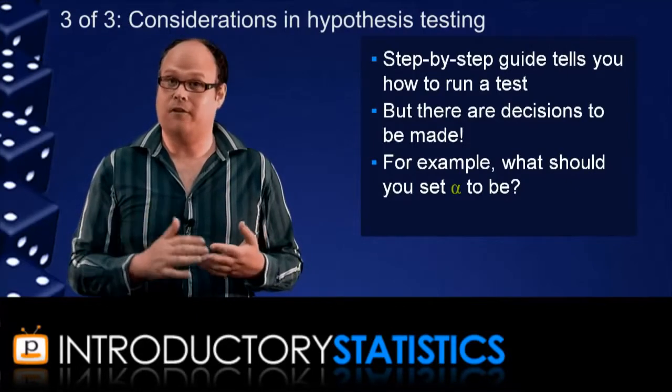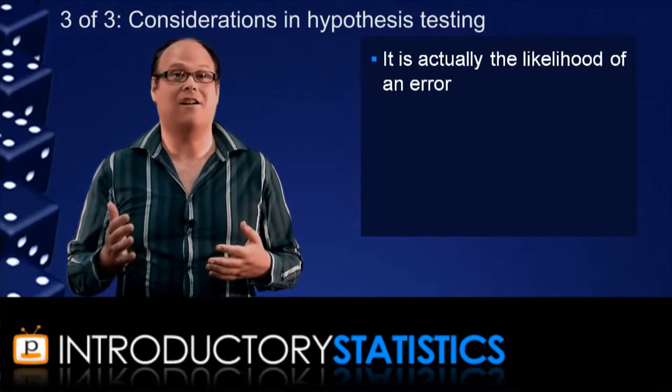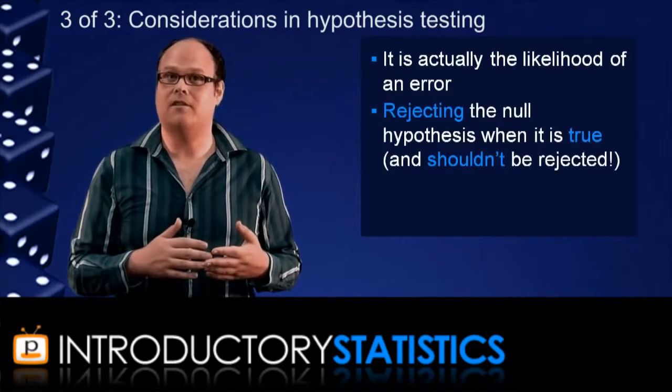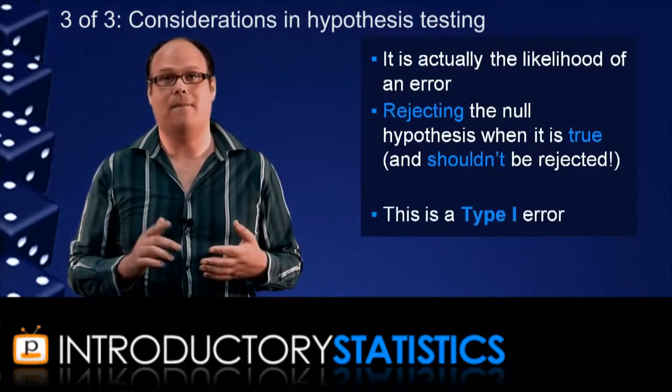Well, one thing that will affect your decision is that alpha is actually the probability of committing a kind of error in the test. In particular, it's the probability of rejecting the null hypothesis when it's true and shouldn't be rejected. This is known as a type 1 error.